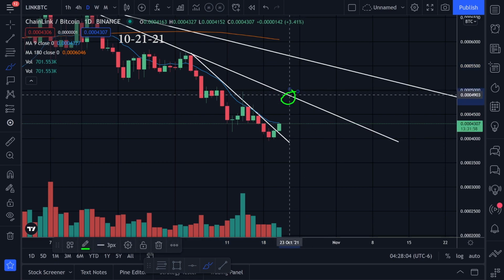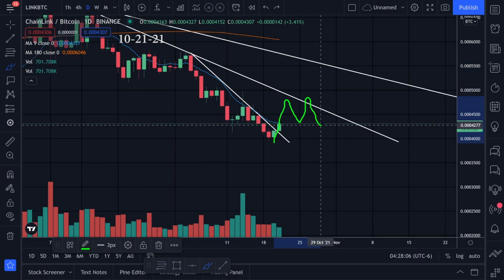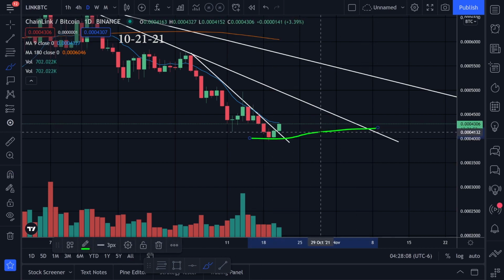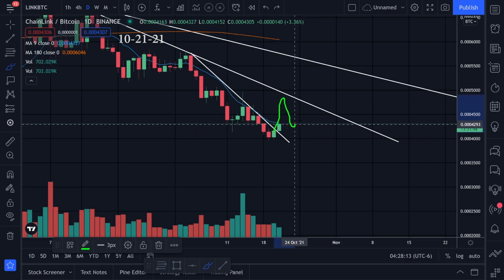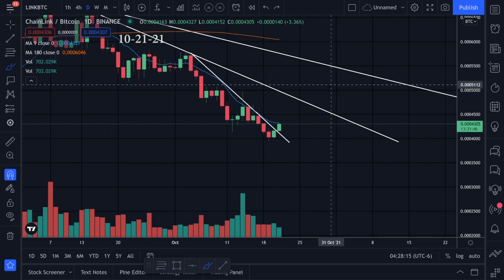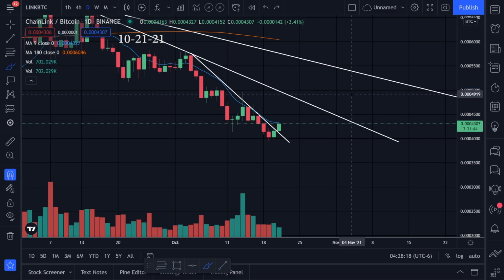Let's see if we could retest this one. Maybe it'll do something like this and we can keep getting support in this area. That would pretty much be ideal, or at least it would be good for Chainlink. So if it could bounce like this, break this trend line going to the upside, then we'll see another move.